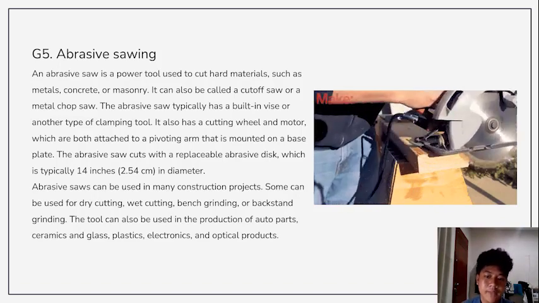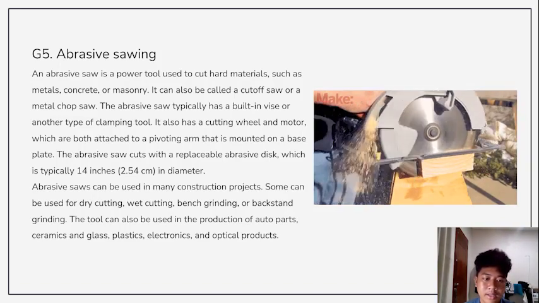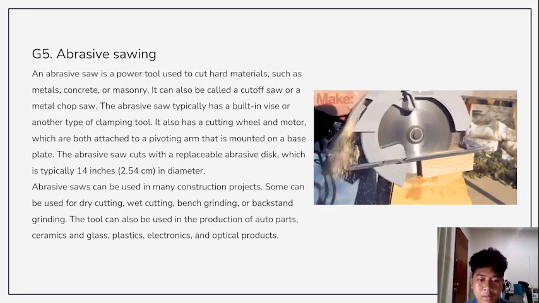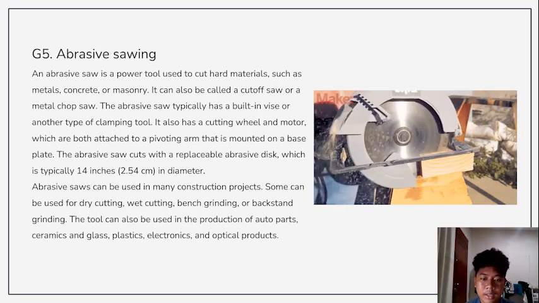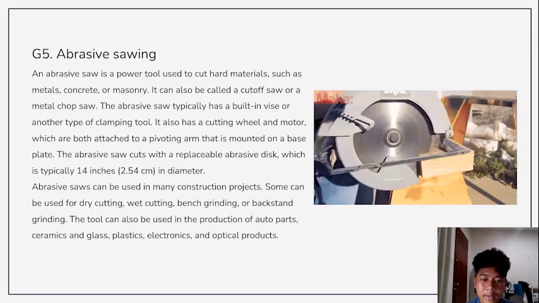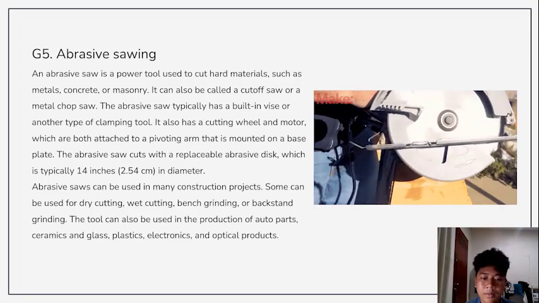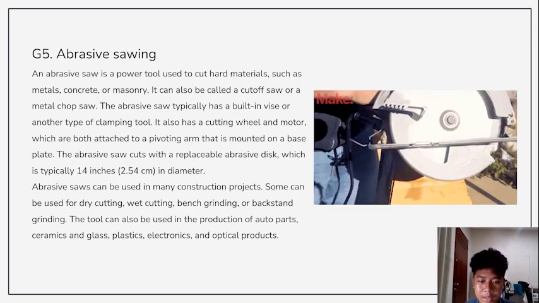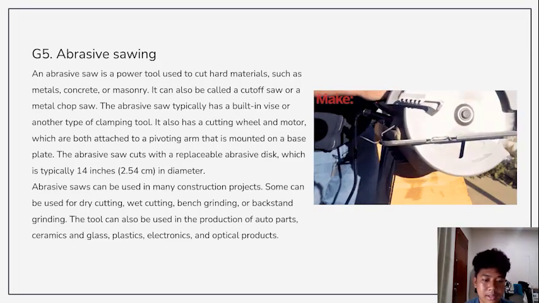Next is abrasive sawing. An abrasive saw is a power tool used to cut hard materials such as metal, concrete, or masonry. It can also be called a cut-off saw or metal chop saw. The abrasive saw typically has a built-in vise or another type of clamping tool. It also has a cutting wheel and motor, both attached to pivoting arms mounted on the base plate. The abrasive saw cuts with a replaceable abrasive disc.